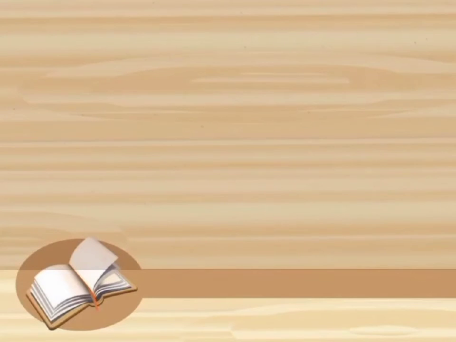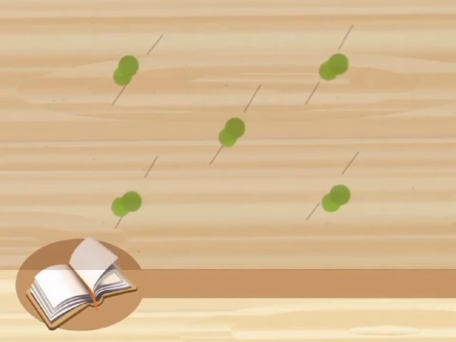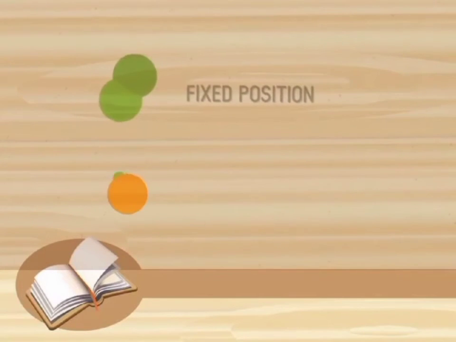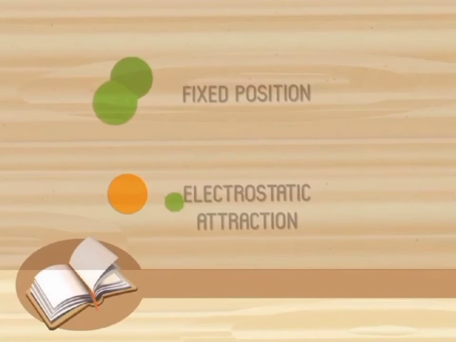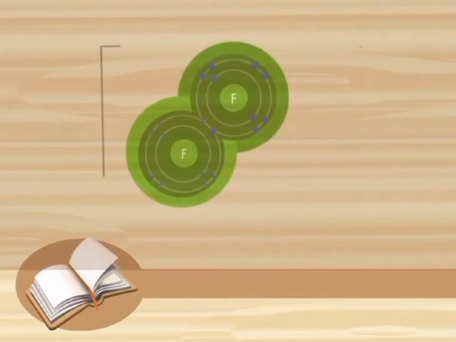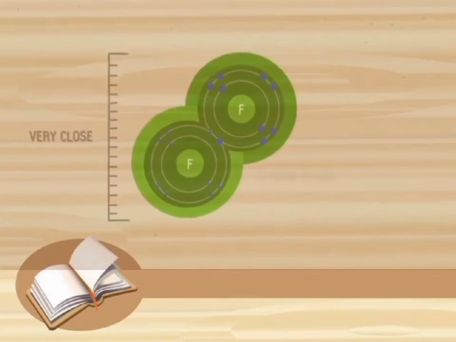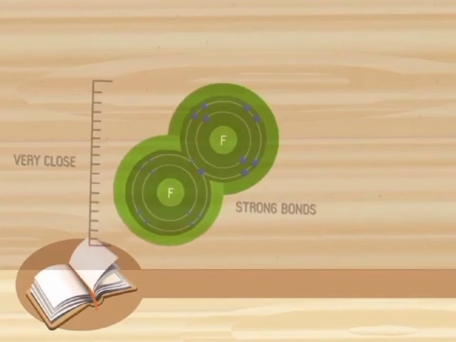Covalent bonds are directional, which means they are in a fixed position, like holding hands. This is different from an ionic bond, which forms with an electrostatic attraction between charges of ions. Overlap between orbitals means that the atoms in the covalent bonds are very close. So these things make covalent bonds strong.